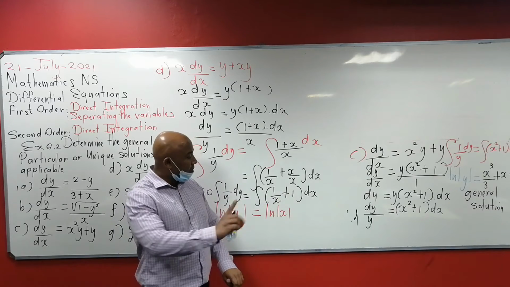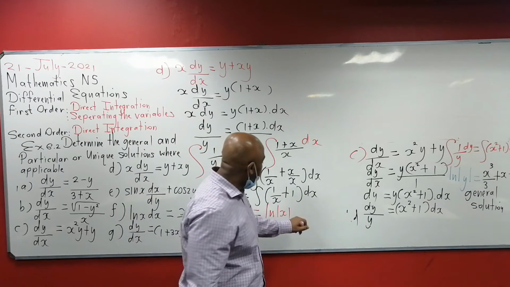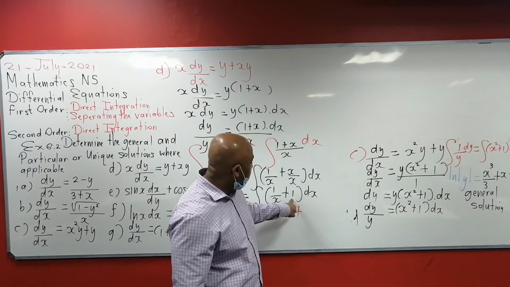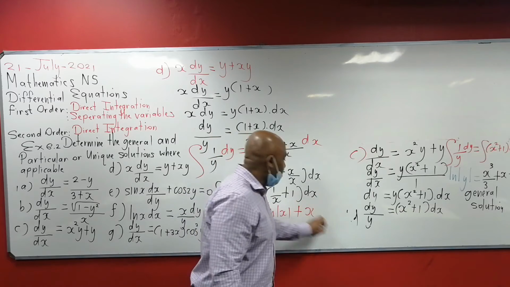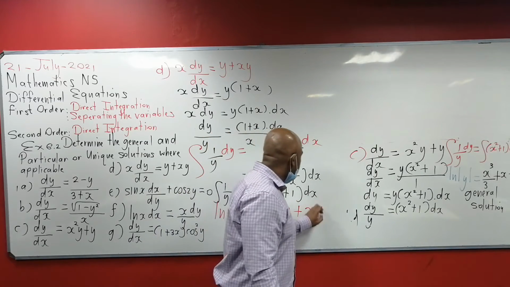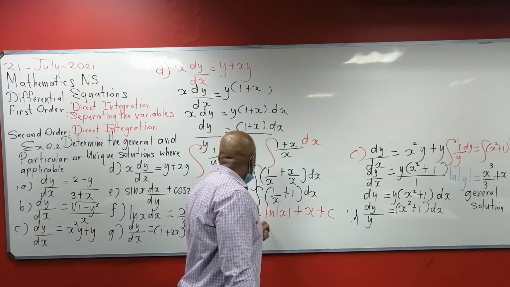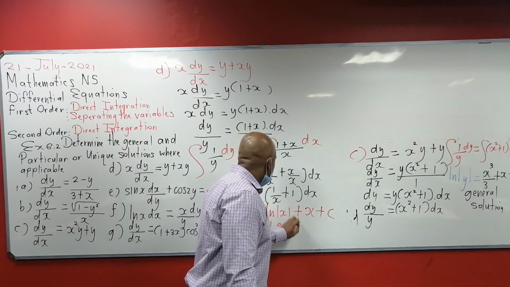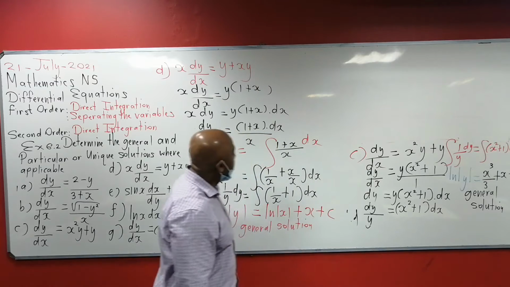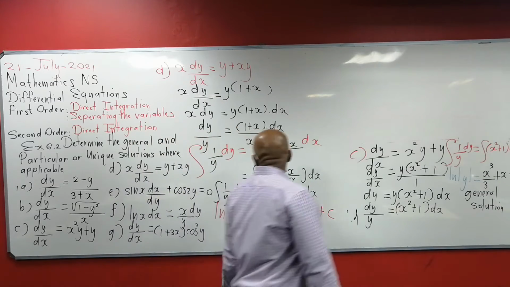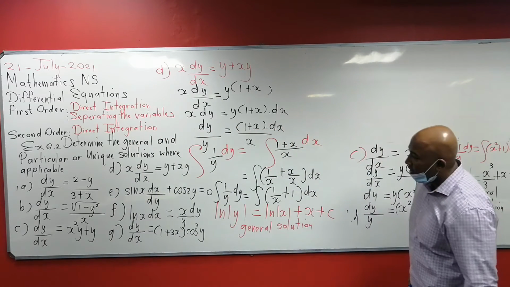Well, this is a separate term, so you integrate this one separately. So when you integrate one, it's just x plus c. And you're done. This is the general solution. Right, so that was D. Let's move on to the next one.